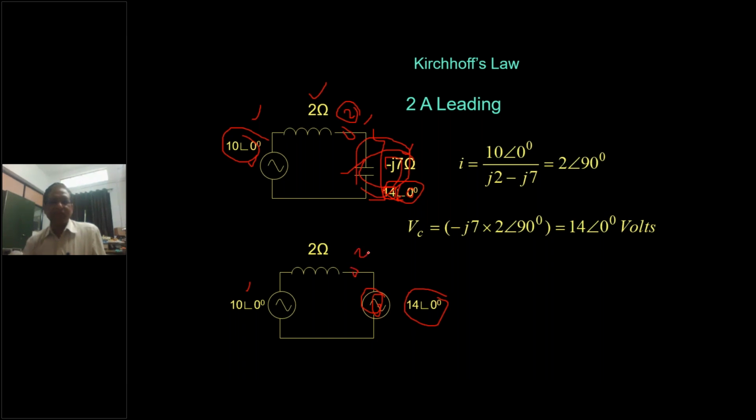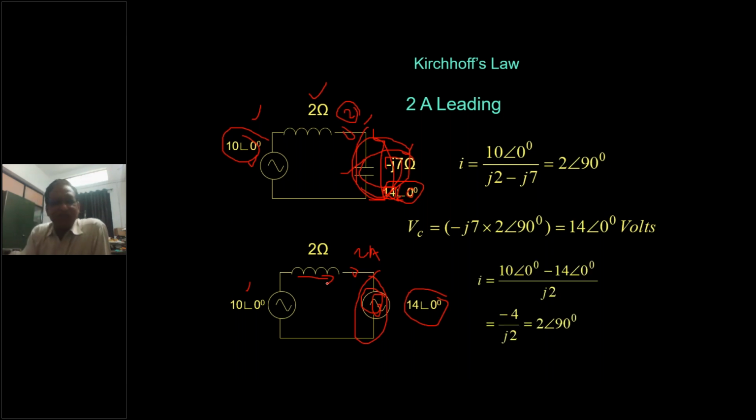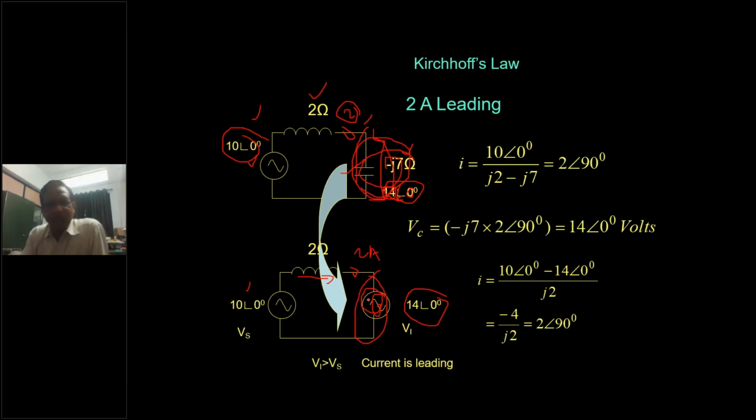How much? 2 amperes. Why? Because this potential we are maintaining as it is, so the current through the inductor will remain constant at 2 ampere. No doubt this current is flowing through the inductor, but the current is leading. If we replace the capacitor with the help of some source, you will see the current is leading.